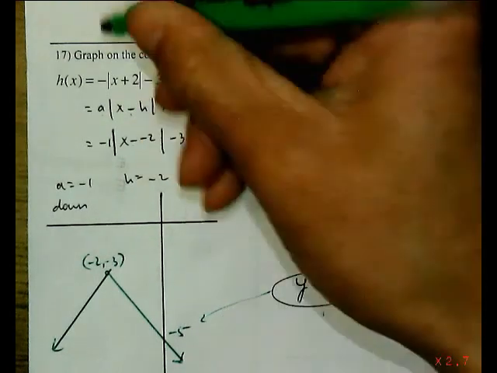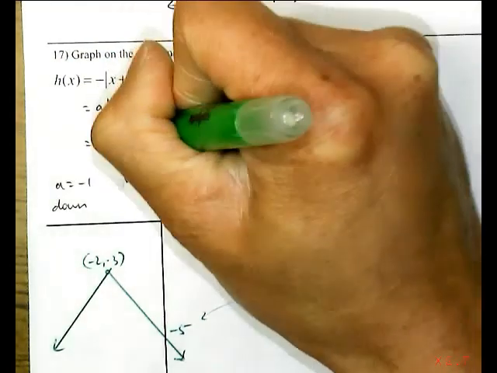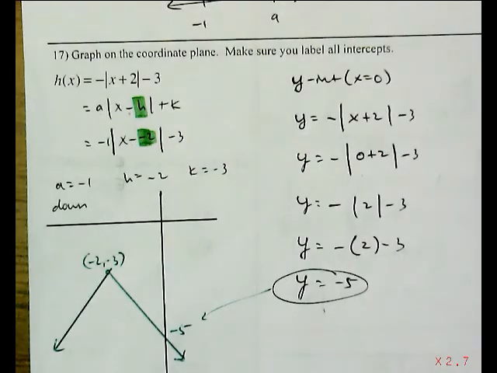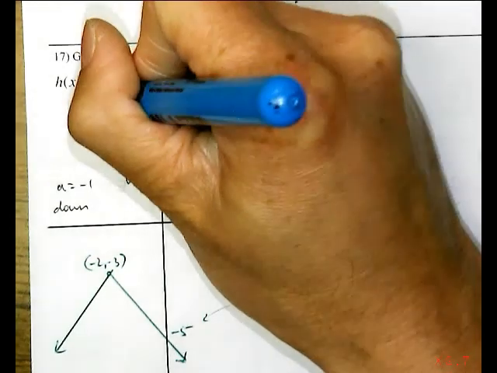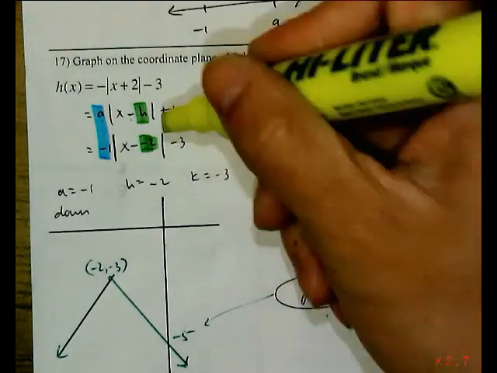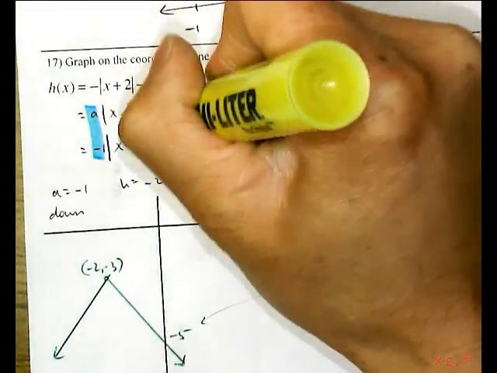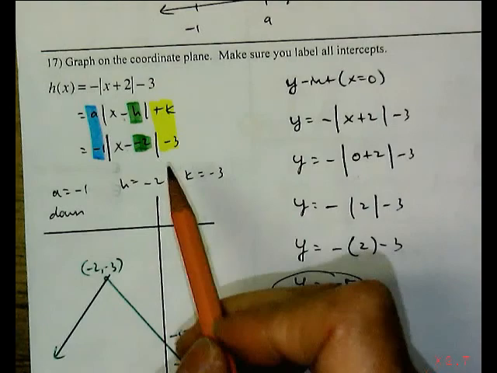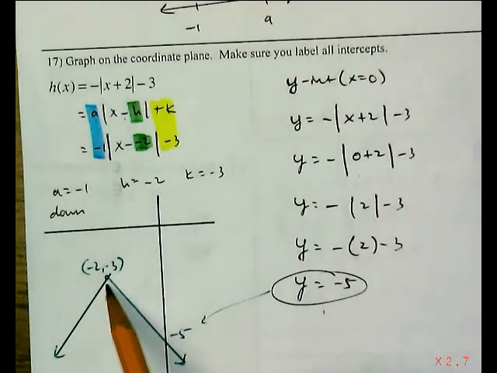And that way I can quickly identify my h value is negative 2. Notice how I didn't highlight that negative sign right there. And then your a value is negative 1, which tells me the graph goes down. That should be checking it. And because my k value is negative 3, this tells me that it goes down. Your ordered pair is negative 2, negative 3.